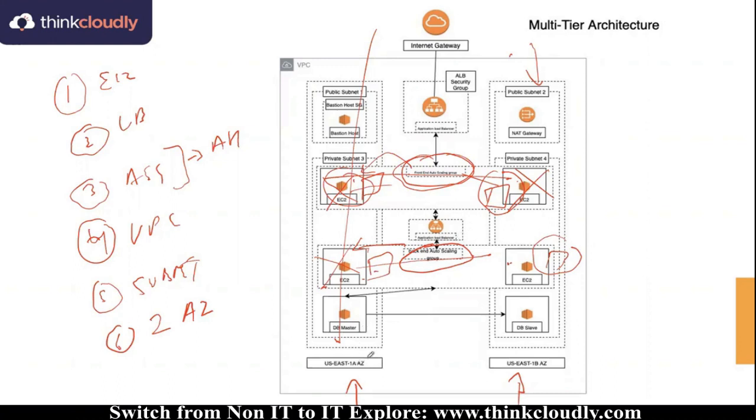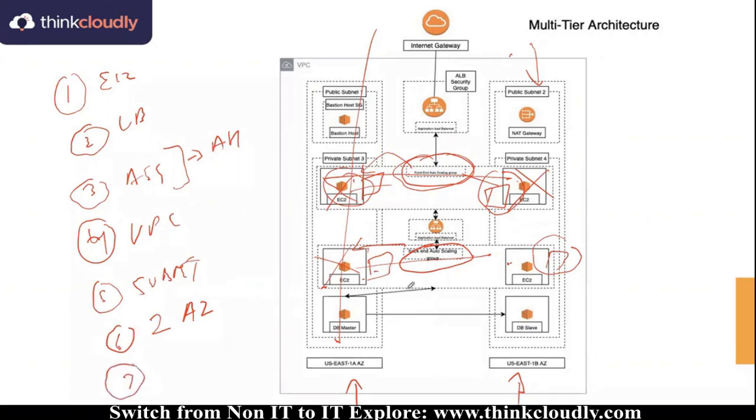Why? Because more than 1 availability zone is involved. And what is an availability zone? Availability zone is nothing but the data center. So because 2 availability zones are involved, we call it multi-AZ deployment.